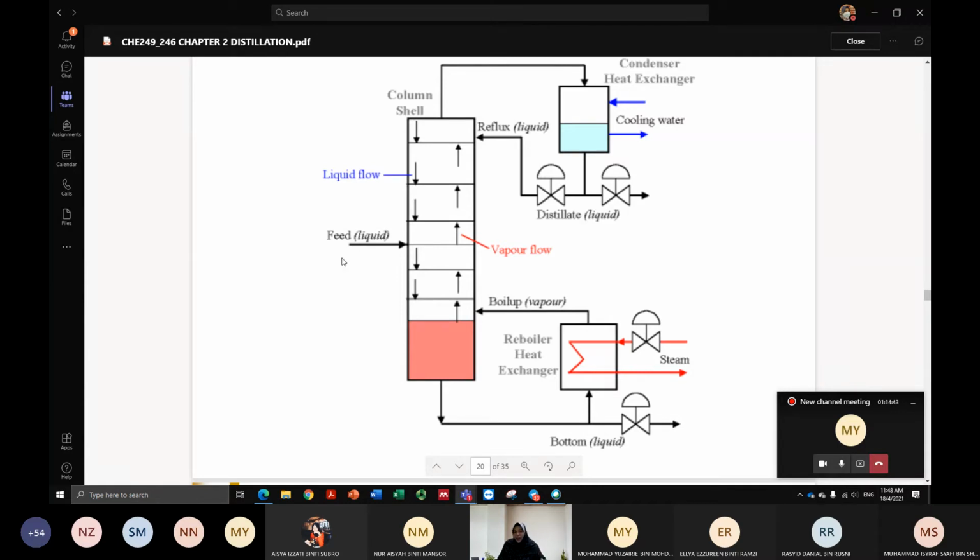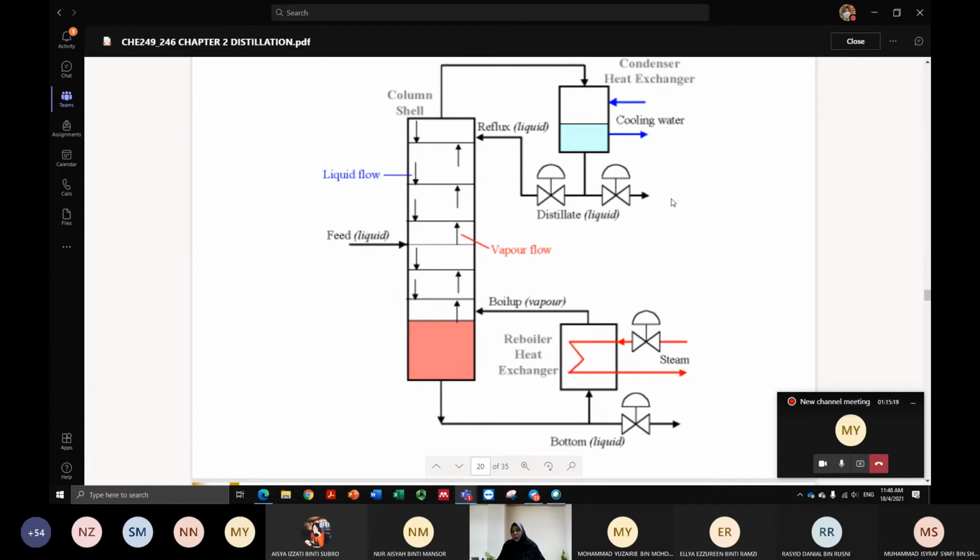Because you change the condition of the feed, that will affect the number of stages you have in the column. Whether you want to preheat the feed first, whether you want the feed in liquid form, in vapor form, or as a liquid and vapor mixture, you can make that assumption first and then calculate. Calculate what? Calculate the purity of your distillate.